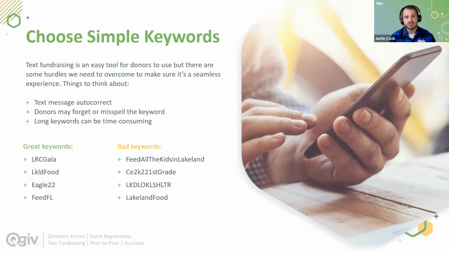That not only ties it to the organization itself and LRC, but it also ties it to the event itself and the gala. So use acronyms, keep it short, and keep that natural casing where possible. And finally, long keywords are time consuming, and it opens it up to autocorrect. So make sure that they're short and sweet.